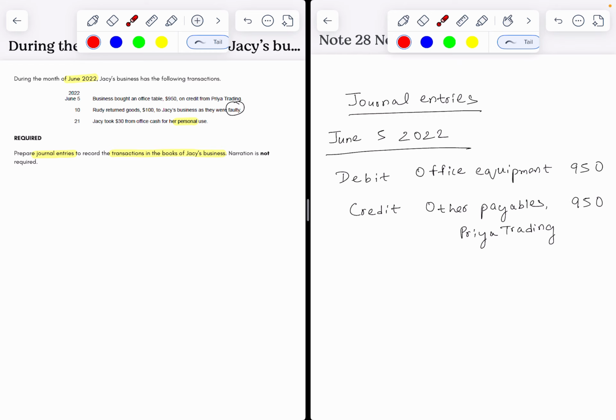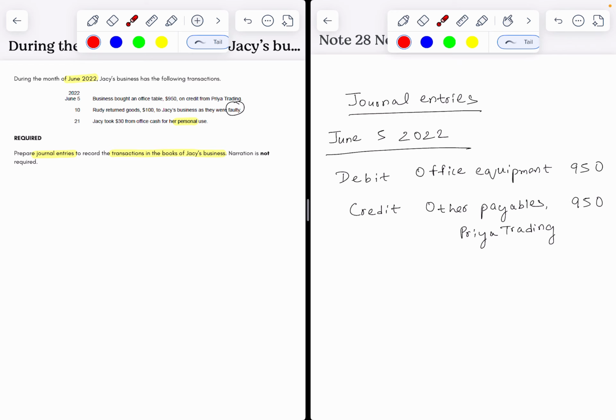So let's begin. During the month of June 2022, JC's business has the following transactions. So we are given 3 transactions on June 5, June 10 and June 21, and the requirement is to prepare the journal entries to record these transactions in the books of JC's business, and narration is not required. So when we are asked to do journal entries, we mainly have to show which account is debited and which account is credited. So let's read the first transaction.